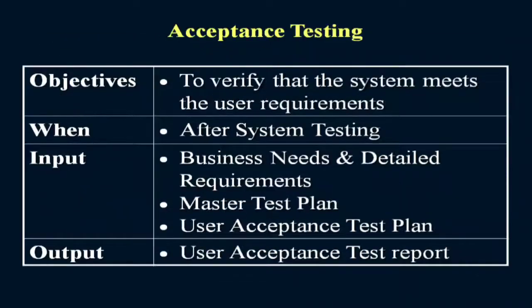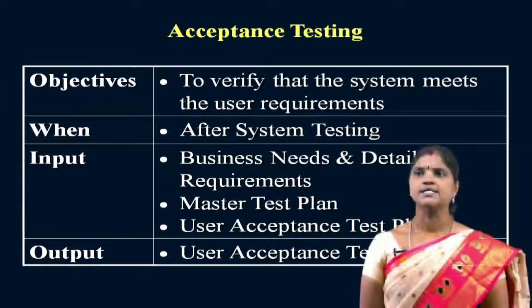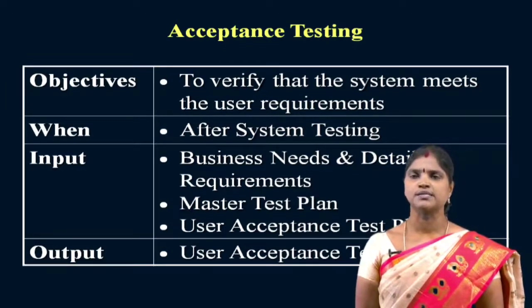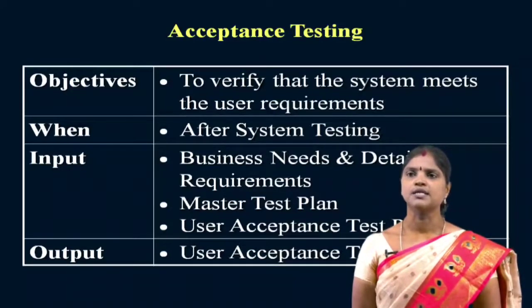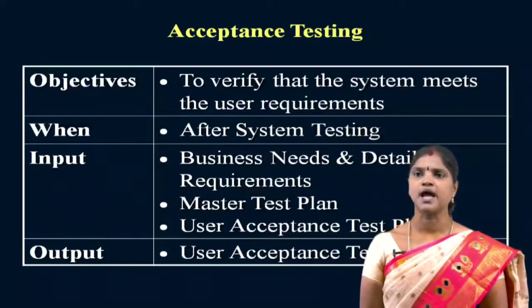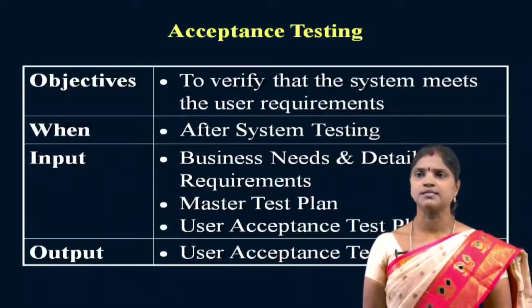Acceptance testing, that is the objective to verify that the system meets the user requirements when after system testing. Input, business needs and detailed requirements. Master test plan, user acceptance test plan. Output, the user acceptance test report.